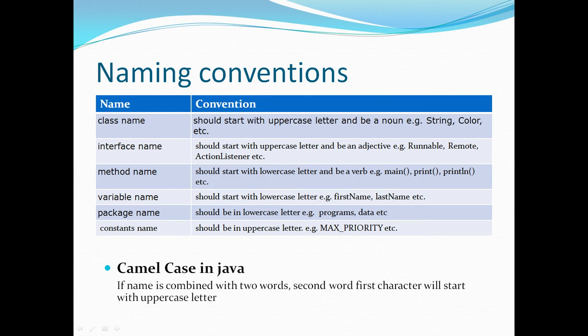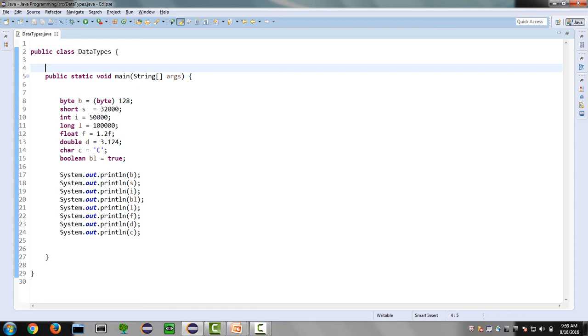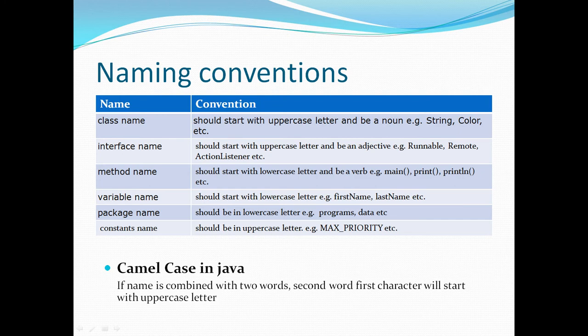If you follow this convention, your program will look very neat, and by seeing the name you will understand whether it is a method, a variable, a class or something else. Package names, you will come to know what packages are, should always be in lowercase letters. Constant names should be in uppercase letters, like MAX_PRIORITY, or here for double d 3.142, that is PI. If I give that, you will understand that's a constant value. So that's the naming convention you have to follow.